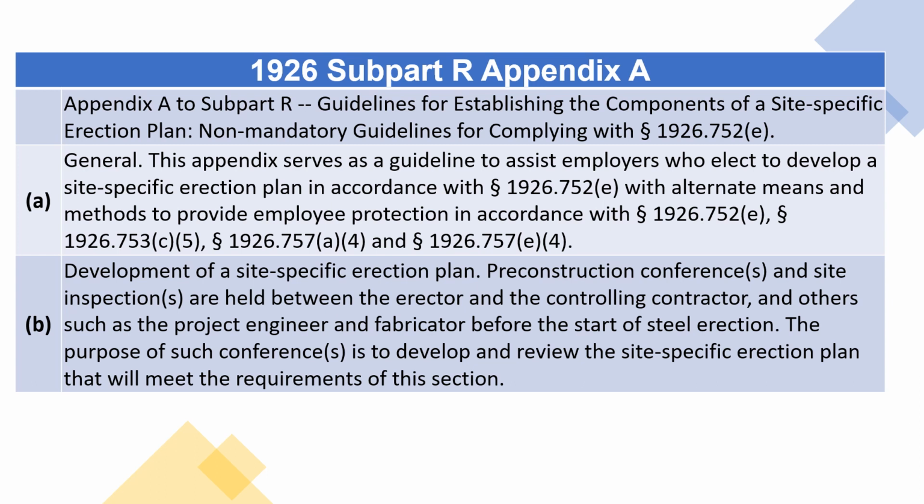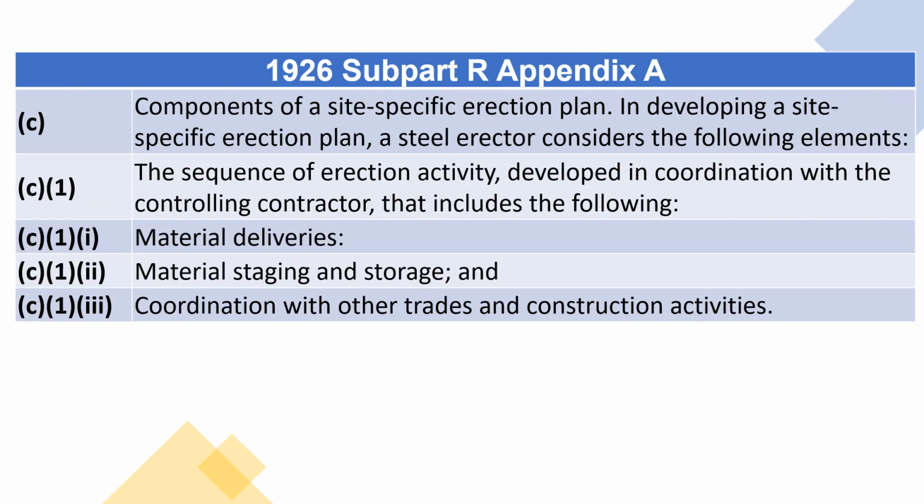B. Development of a site-specific erection plan. Pre-construction conferences and site inspections are held between the erector and the controlling contractor, and others such as the project engineer and fabricator, before the start of steel erection. The purpose of such conferences is to develop and review the site-specific erection plan that will meet the requirements of this section. C. Components of a site-specific erection plan. In developing a site-specific erection plan, a steel erector considers the following elements: C1 through C13. The sequence of erection activity, developed in coordination with the controlling contractor, that includes the following: material deliveries, material staging and storage, and coordination with other trades and construction activities.